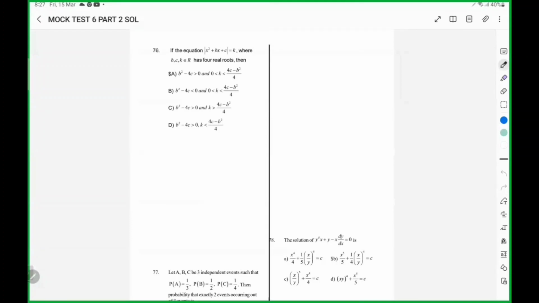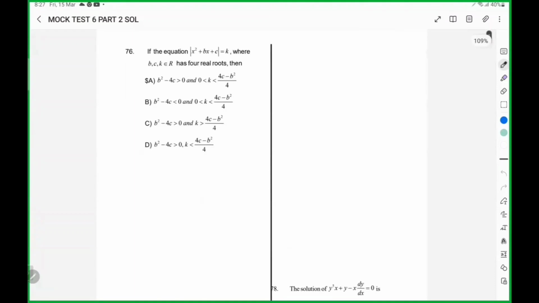In this video, I am discussing the remaining 15 questions of mock test 6. Let us observe the first question. In this question, directly solving is problematic. Here, what is given? Let us take y equal to x square plus bx plus c.